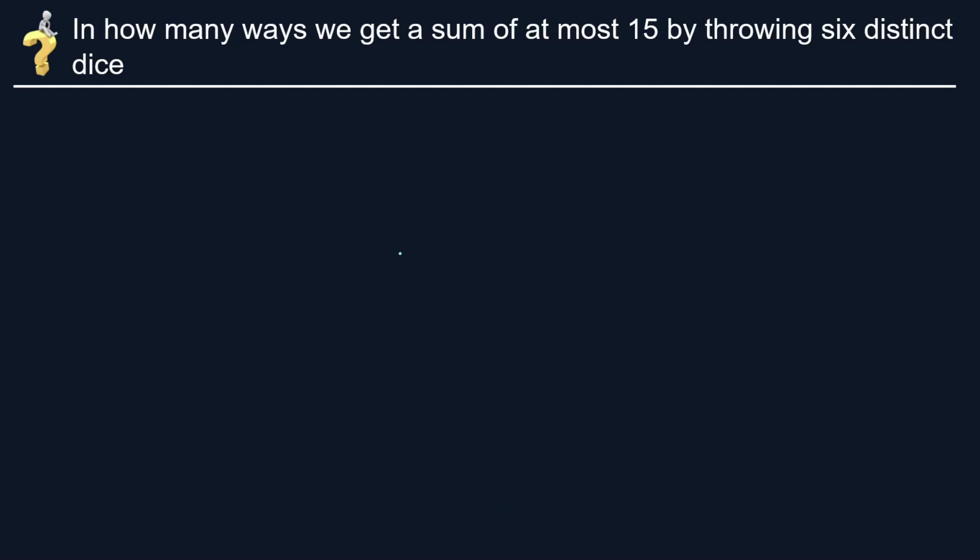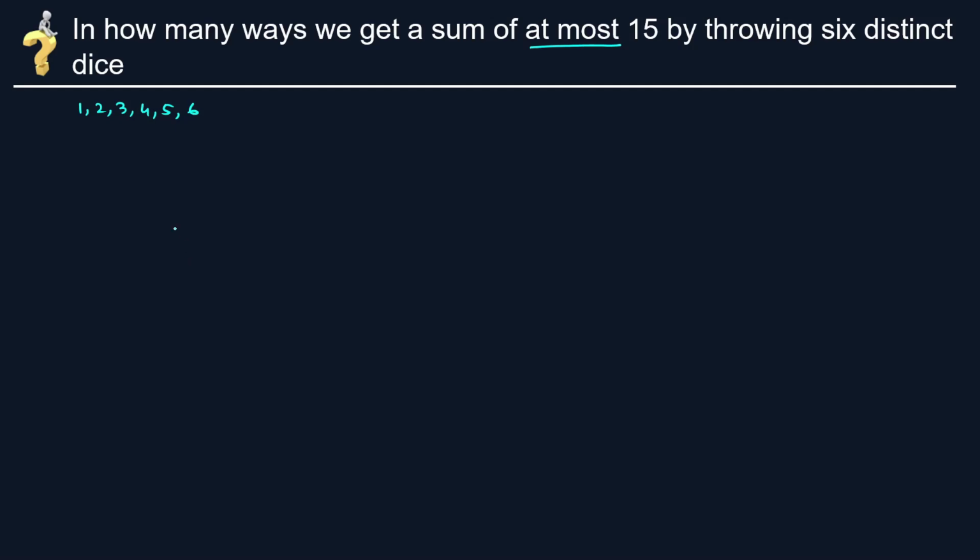Now in this question, they have said in how many ways we get a sum of at most 15. At most 15. Very important term. By throwing 6 distinct dice. So now, what are the outcomes on a dice? The outcomes are either 1, 2, 3, 4, 5 or 6.